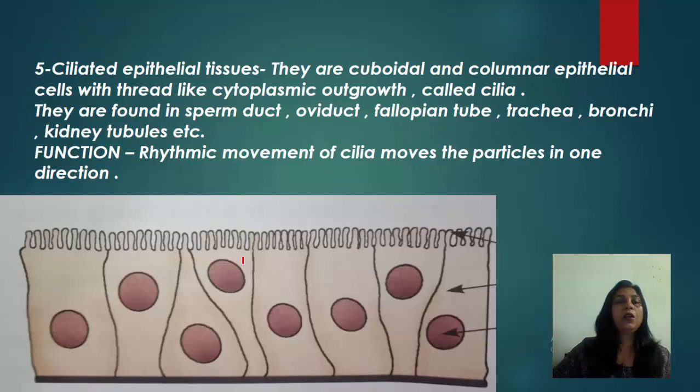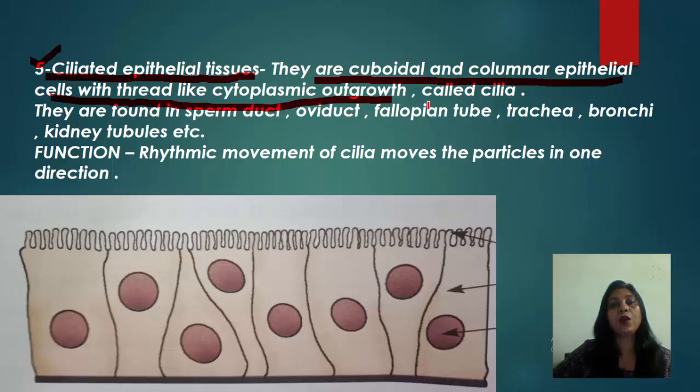Now next is ciliated epithelial tissue. Ciliated epithelial tissue means cilia-like structures, thread or hair-like structures, are present in this epithelial tissue. They are cuboidal and columnar epithelial cells with thread-like cytoplasmic outgrowths which are called cilia. You can see in this figure, these are the cilia.